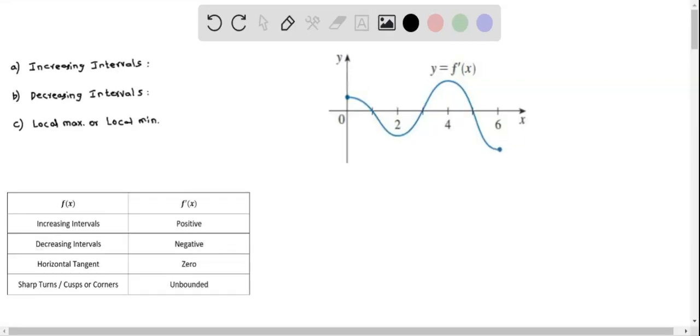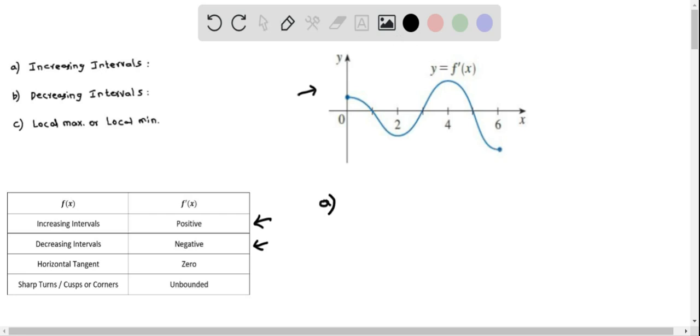We will now determine the increasing intervals, decreasing intervals, and local maximum or local minimum from the graph of this derivative of the function. So remember that whenever the derivative graph is positive, the function has increasing intervals, and whenever the derivative graph is negative, the graph of f of x has decreasing intervals. So we will apply this condition to determine the increasing and the decreasing intervals from this graph of the derivative of the function. So first let's find out the increasing intervals.